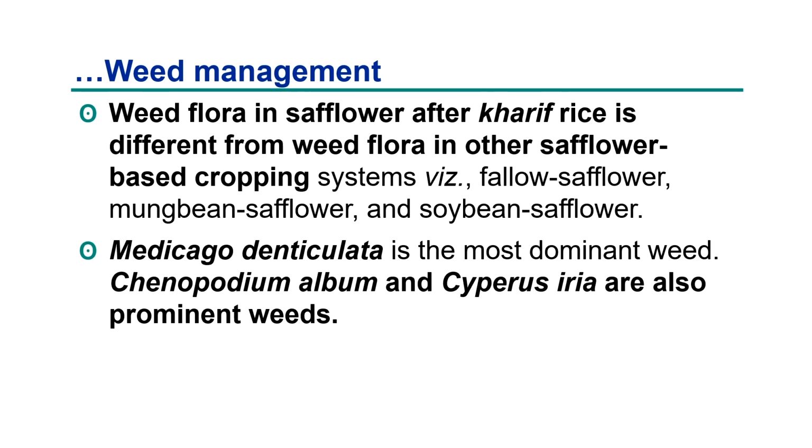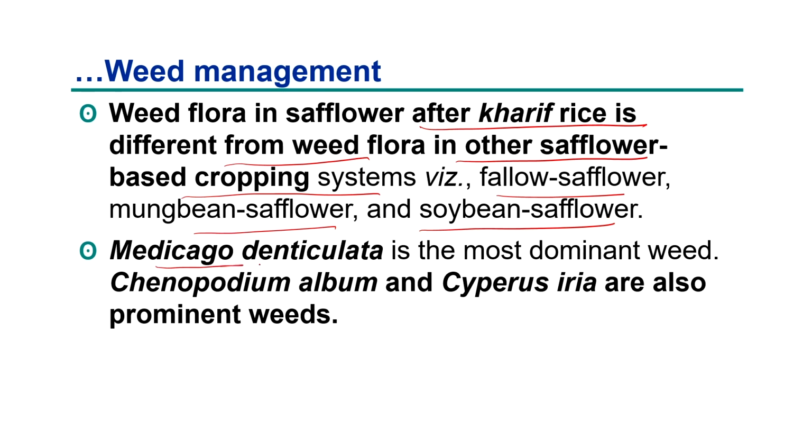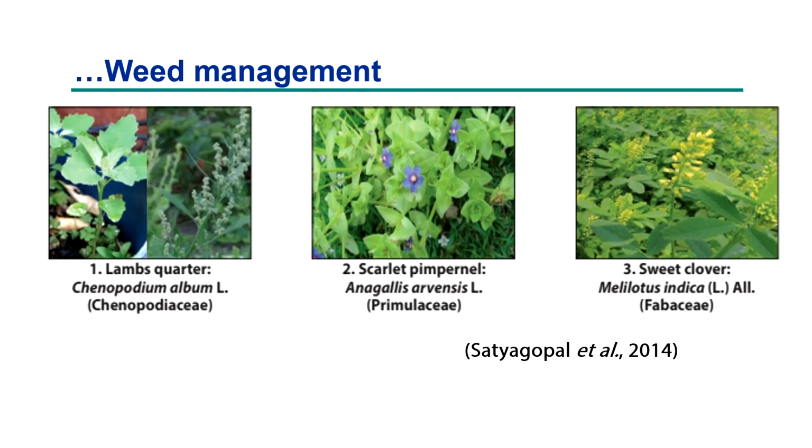Weed flora in safflower after Kharif rice is different from weed flora in other safflower-based cropping systems, so fallow safflower, mung bean safflower or soybean safflower. Medicago denticulata is the most dominant weed. Chenopodium album and Cyperus aurea are also prominent weeds in this crop. Now you can have some identification of the weeds in this crop.